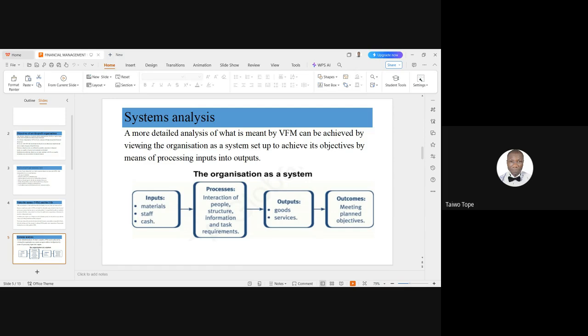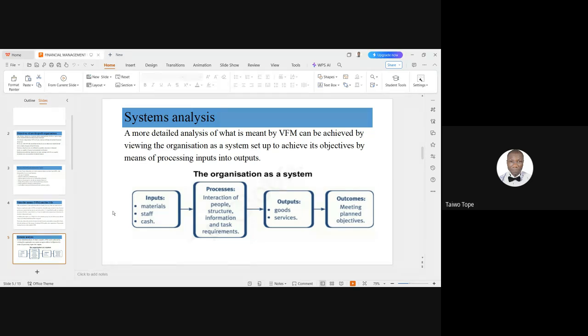So in simple terms, economy in the three E's of value for money can be seen as procuring inputs, that is resources, of the right quality at the lowest cost. That is buying office supplies at the best price without sacrificing quality. You are not looking at the fact that this thing is cheap but won't stand the test of time. You're trying to get the best quality, even at the cheapest rates.